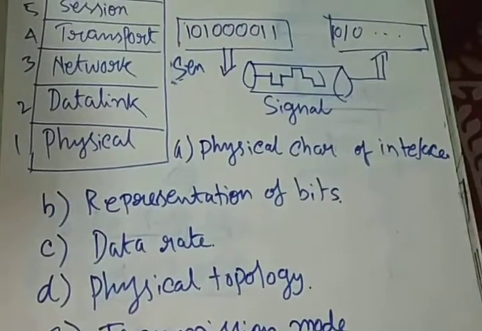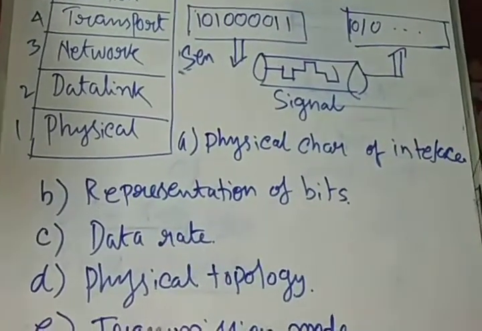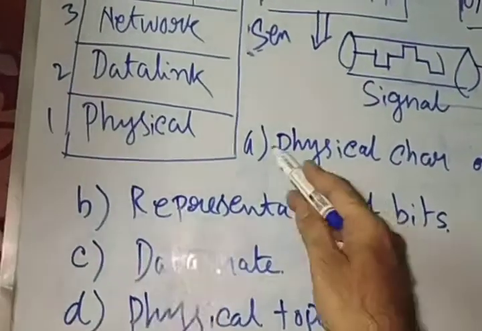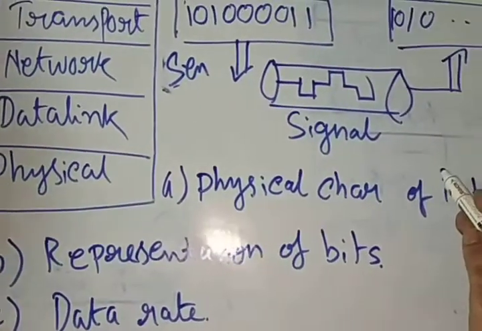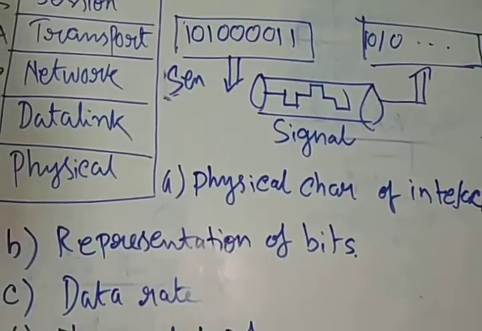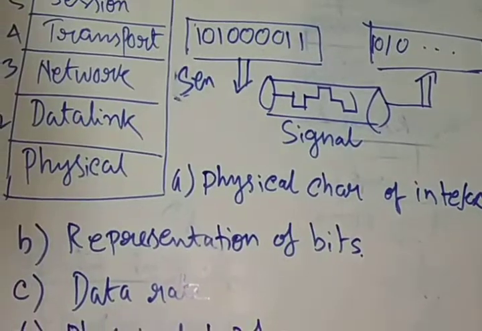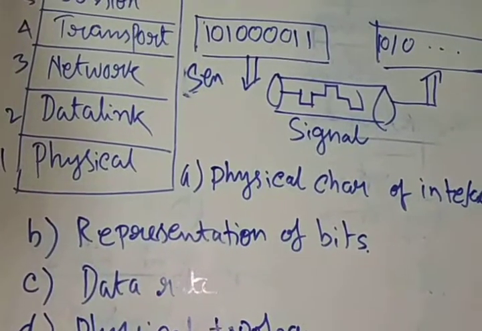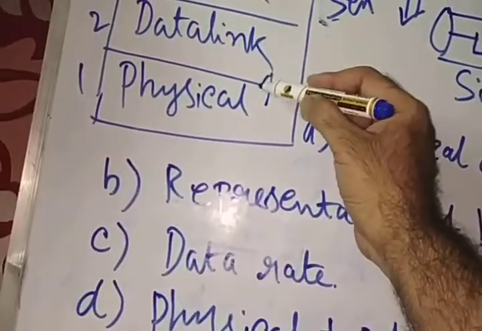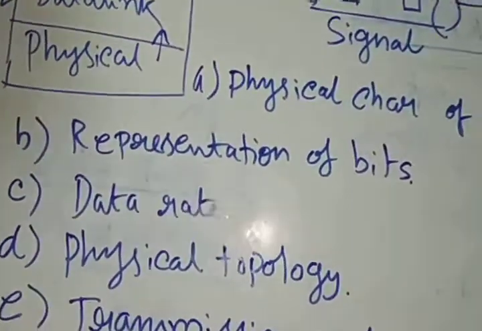Now the second part. Whenever this physical layer has transported the data, it will be received by the receiver section. In the receiver section there is also a physical layer. Physical layer will receive that, encode it, and send the data to the data link layer. So in the next part I will discuss the function of the data link layer.